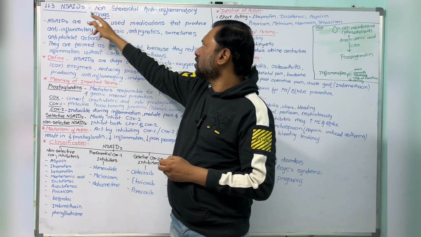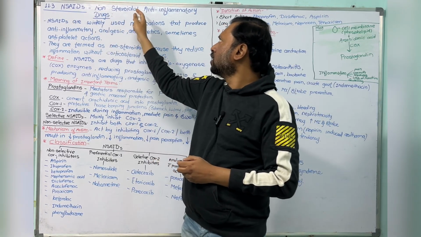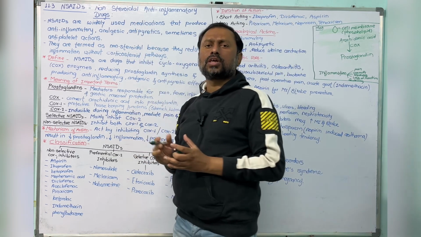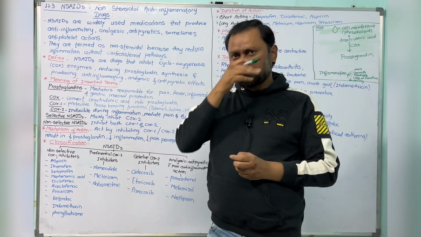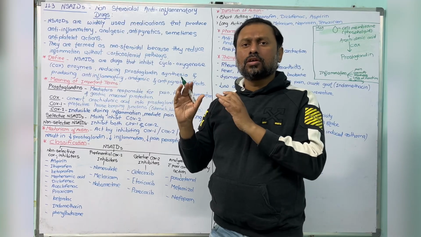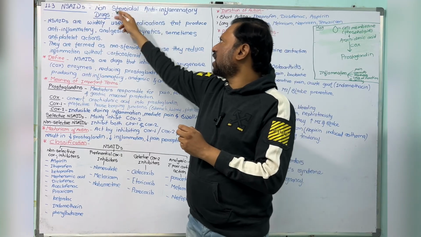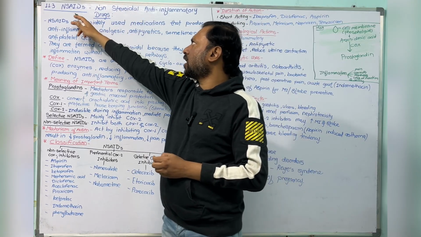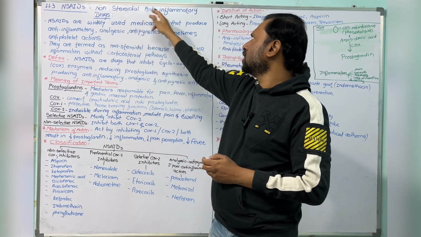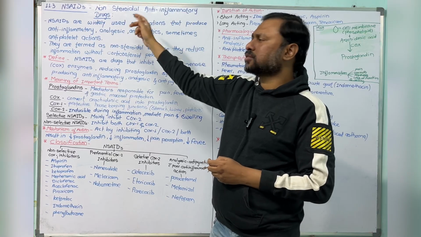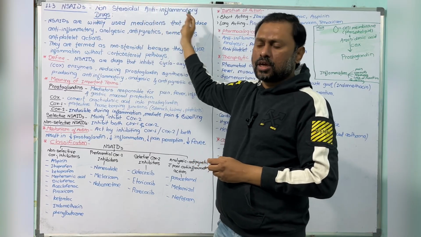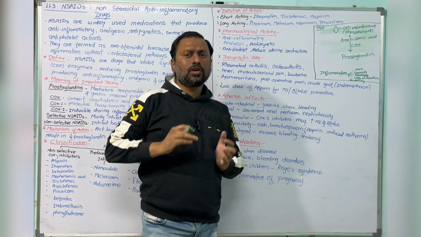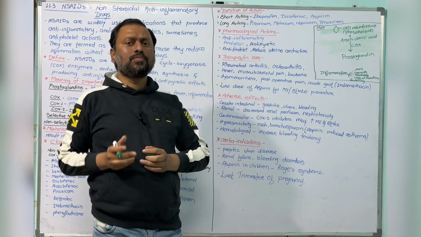The N stands for non-steroidal. It means the drugs in this category are without the steroidal ring. In these drugs, the steroidal ring is not present. Those drugs come under NSAIDs. And anti-inflammatory drugs means anti, against inflammation. Before we start the anti-inflammatory drugs, first you will briefly understand what is meant by inflammation.